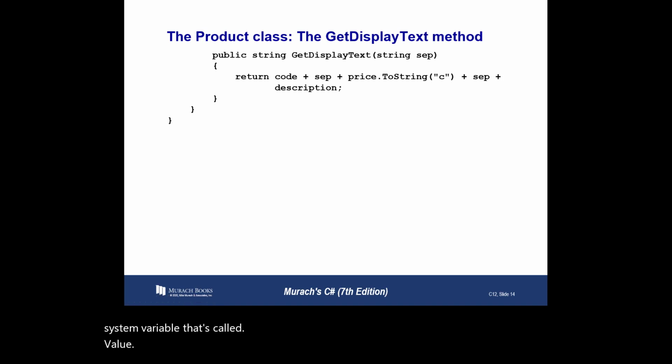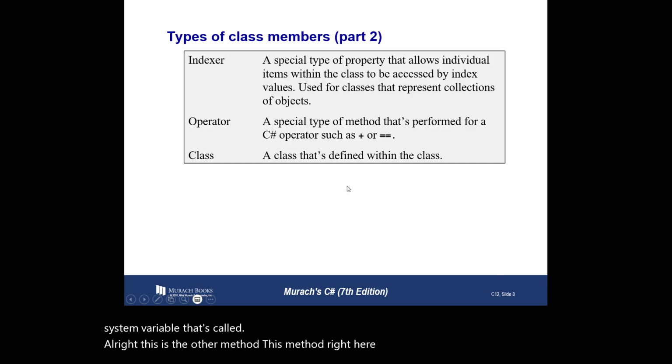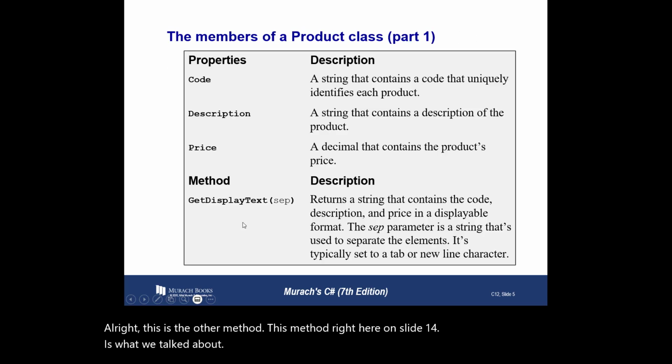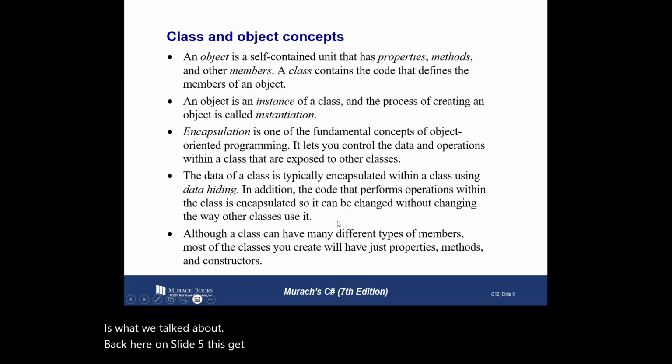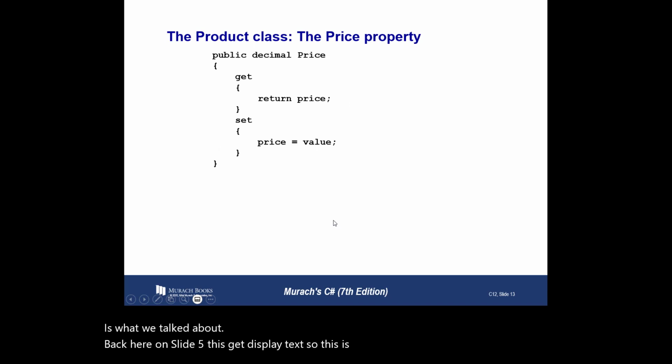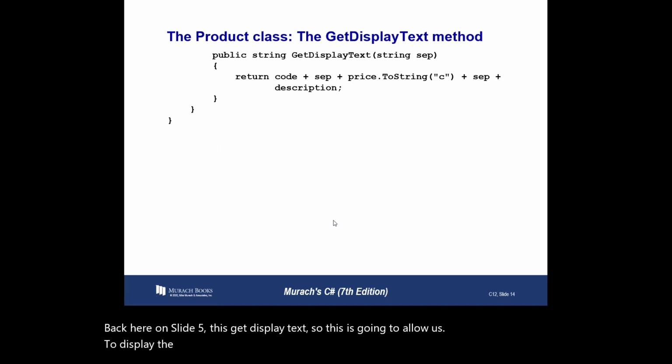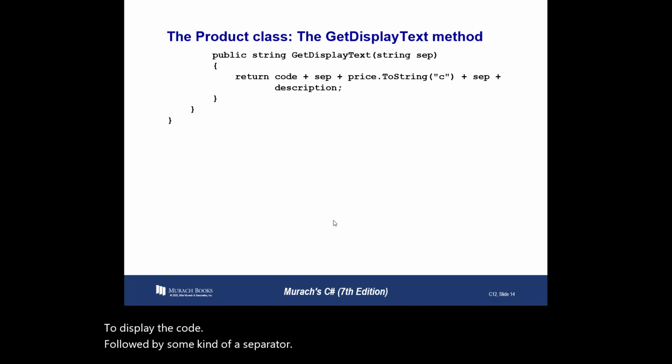All right. This is the other method. This method right here on slide 14 is what we talked about back here on slide 5, this get display text. So this is going to allow us to display the code, followed by some kind of a separator, followed by the price, followed by a separator, followed by the description. So I'd have the code.